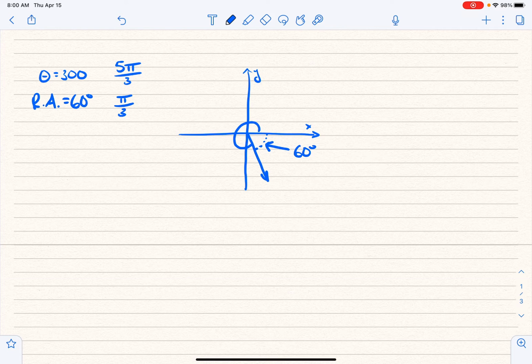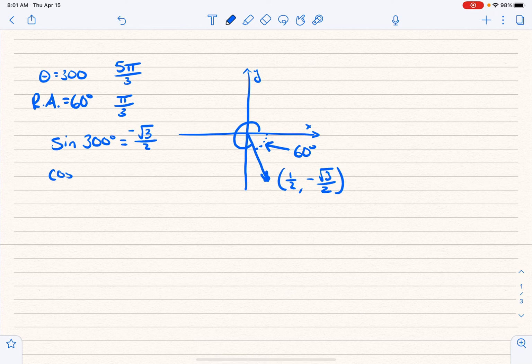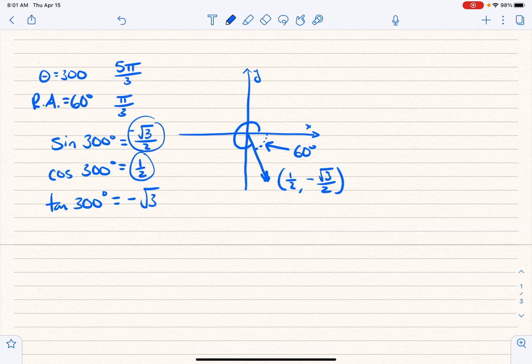All right? Next, let's see here. Let's do the sine of 300 degrees. Okay, so sine of 300 degrees. Well, that's going to be that y value. We know that that point right there is 1/2, negative square root of 3 over 2. So sine of 300 is going to be that y value, which is negative square root of 3 over 2. Cosine of 300 is going to be that x value, 1/2. And tangent of 300 is just going to be this one over this one, which is going to give me negative square root of 3, because the 2's cancel out.